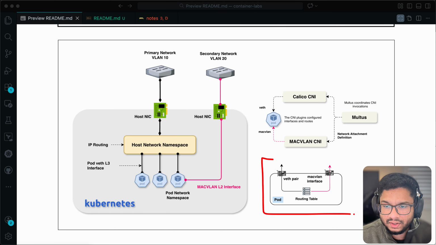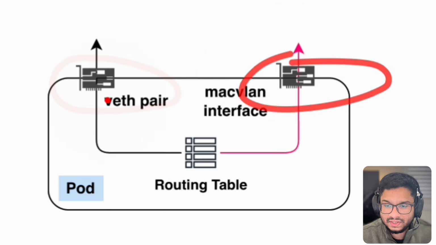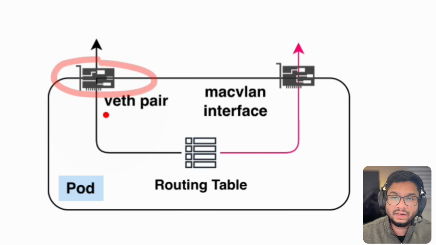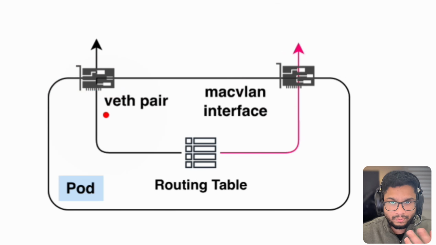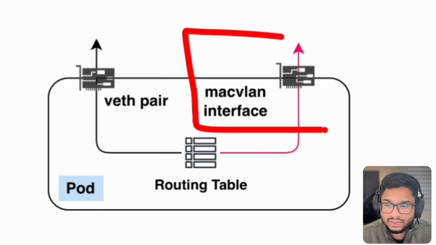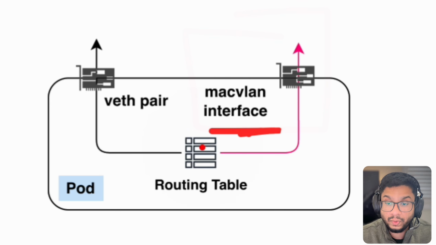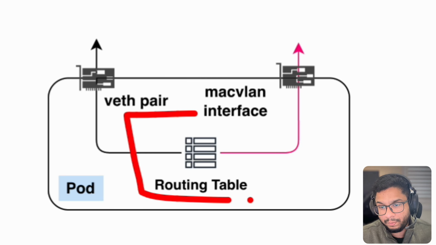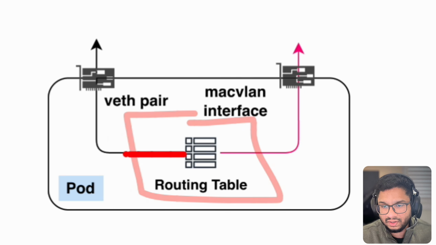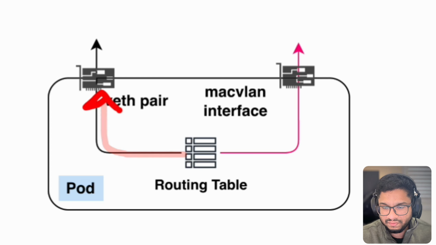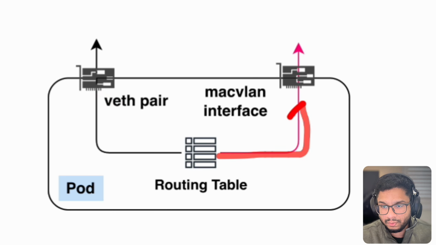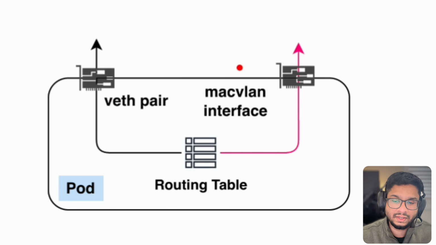Now, once configured inside the pod, we will be able to see two different interfaces. The first interface will be the default veth pair, which is the pod network, the primary interface of the pod. And we're going to be able to see a second interface as well, which is the MacVLAN interface. And in the pod routing table, you're going to have a default route to the primary interface and more specific routes pointing to the secondary interface, and we will explore that in the lab guide as well.